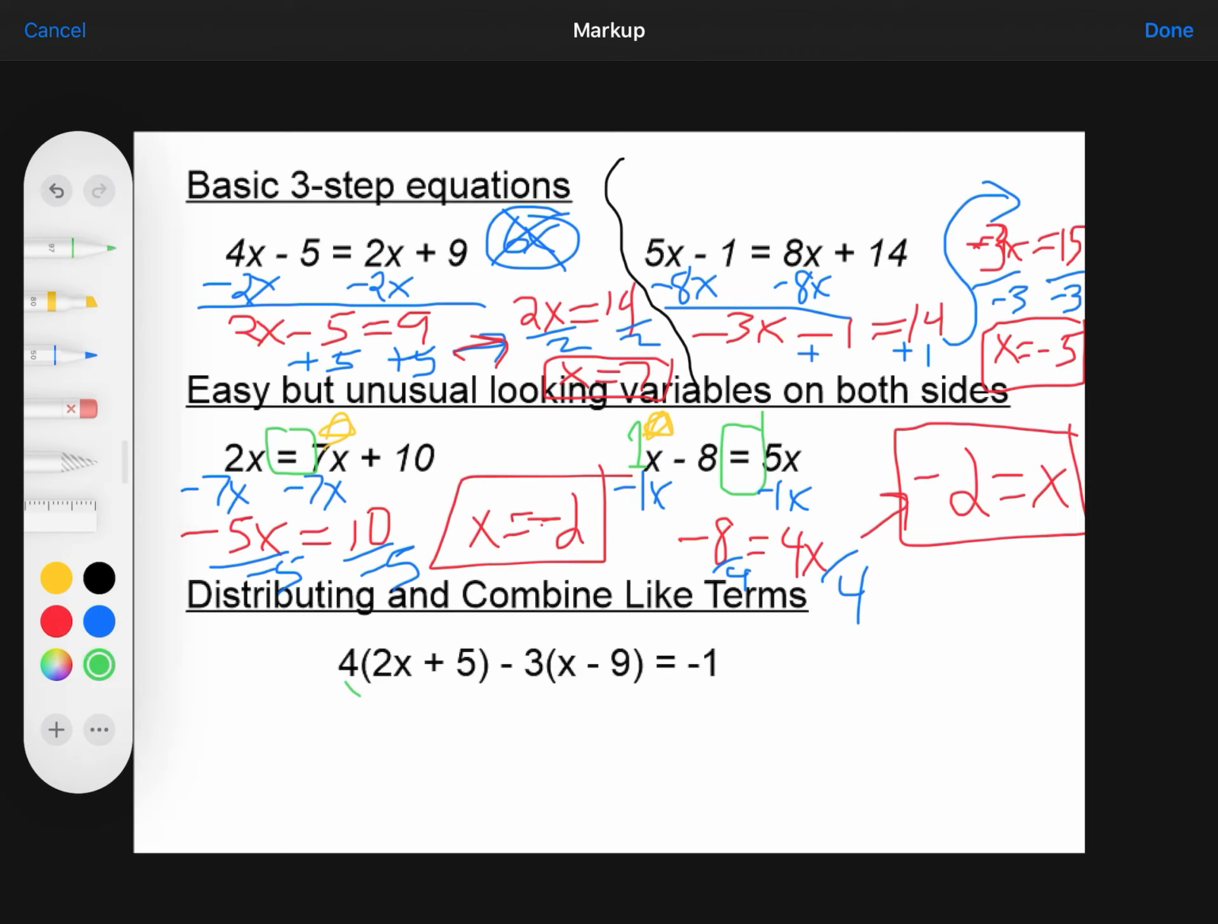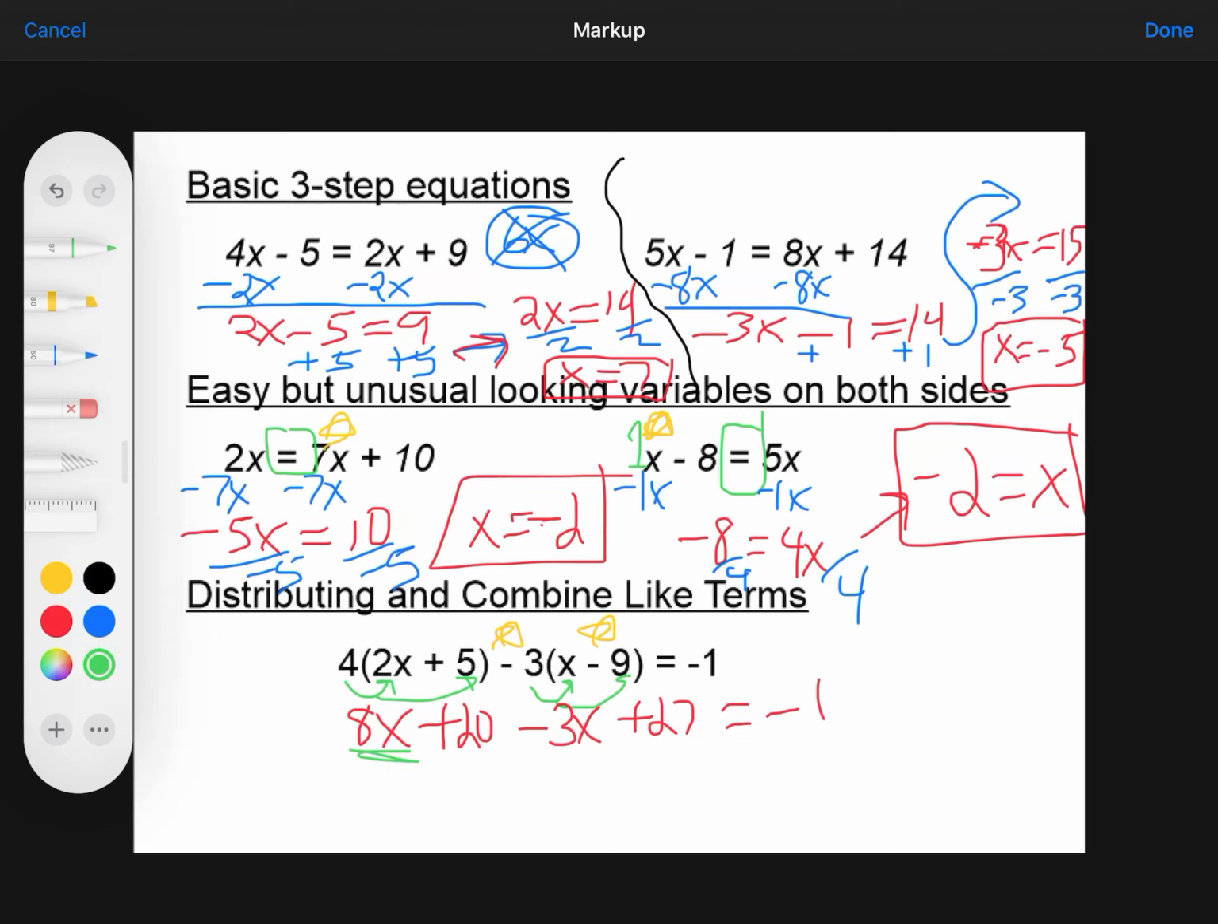Last thing, make sure you know how to distribute. I know you do, but let's make sure we write this correctly. Almost everybody writes this correctly with 8x plus 20, careful, not plus 5, -3x, and here's the mistake people sometimes make. There's a -3, there's a -9, that becomes +27.